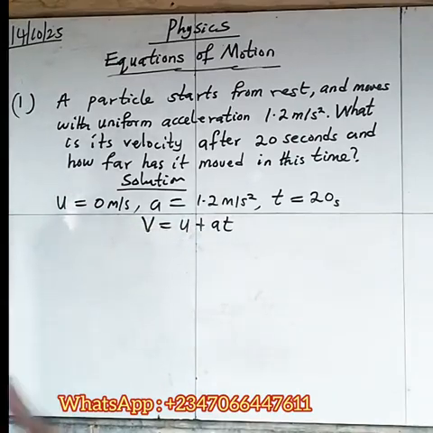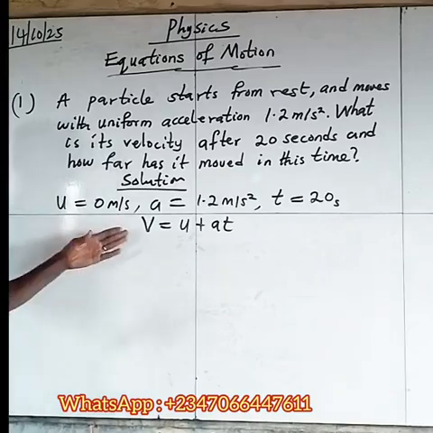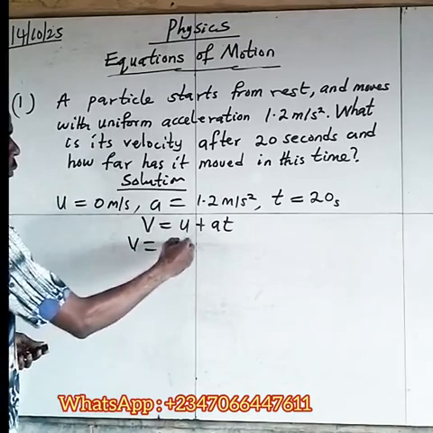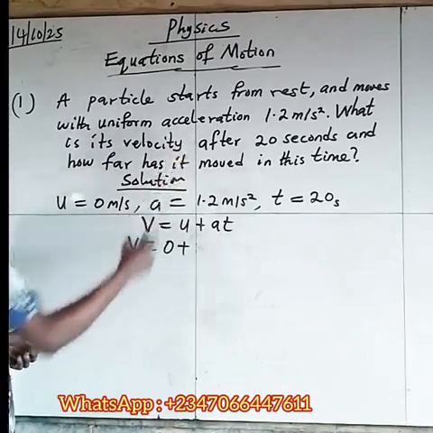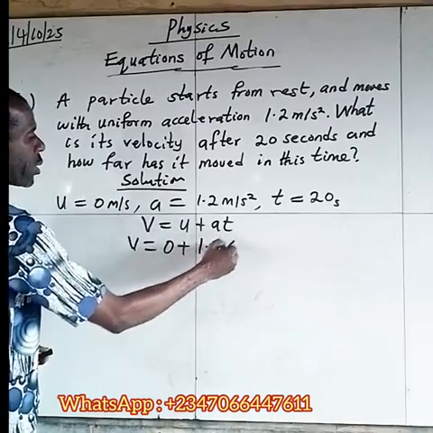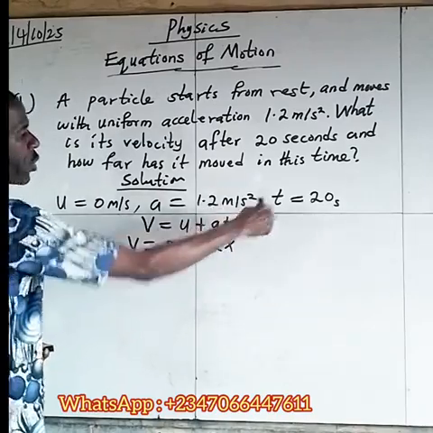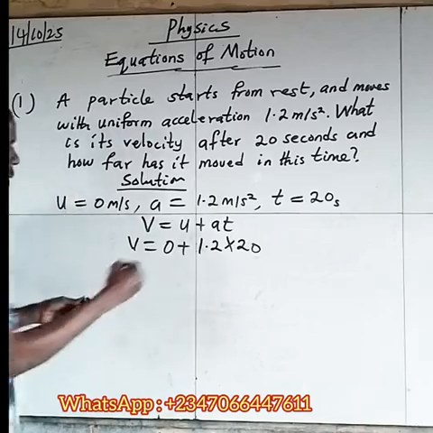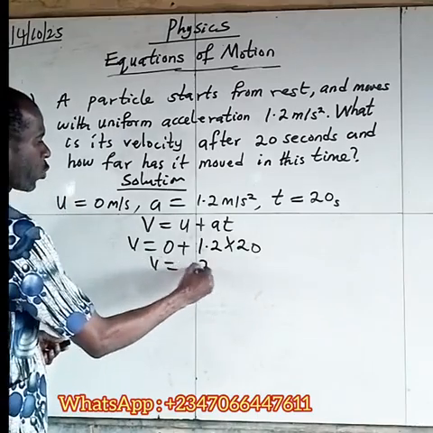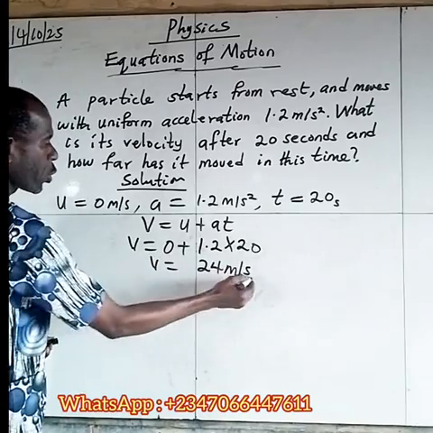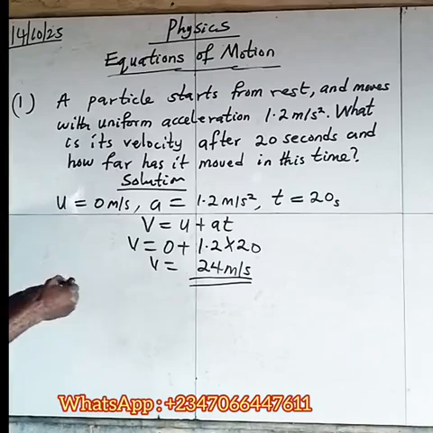So from here, we know that the initial velocity is 0. So we'll just plug in those values. Then that's 0 plus acceleration, which is 1.2, multiplied by the time, which is 20 seconds. So from here, we can obtain our final velocity. So final velocity becomes equal to 24 meters per second. So this is our v.